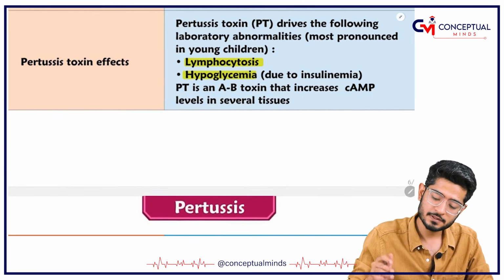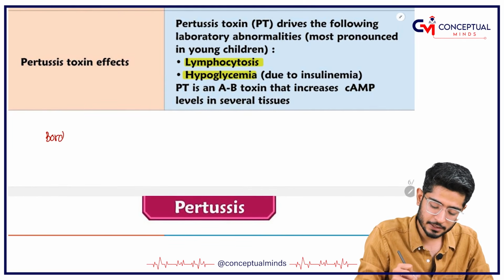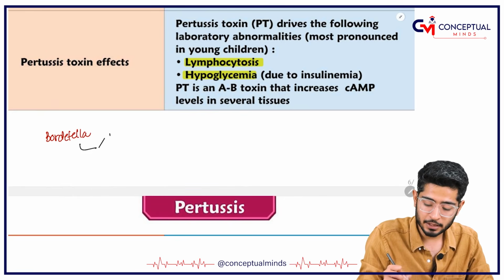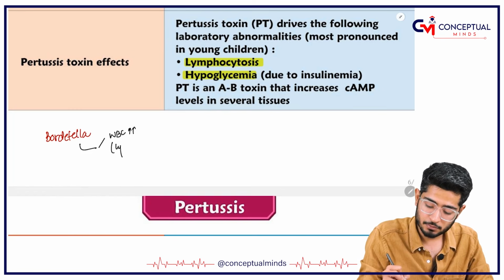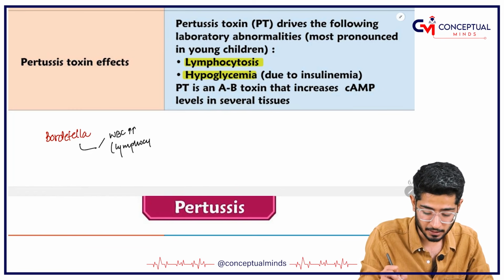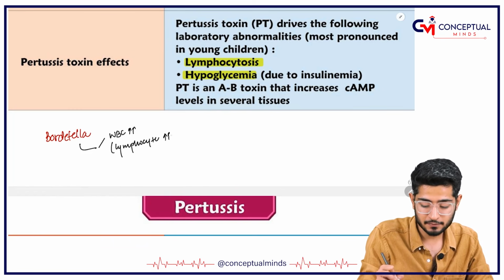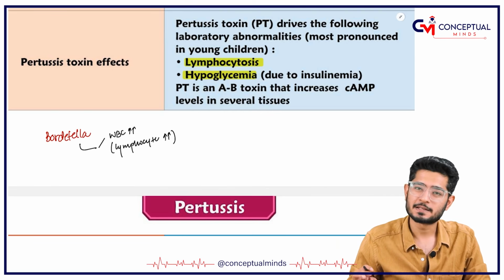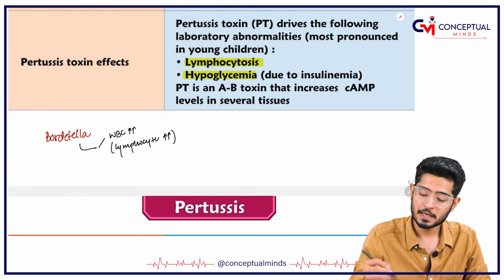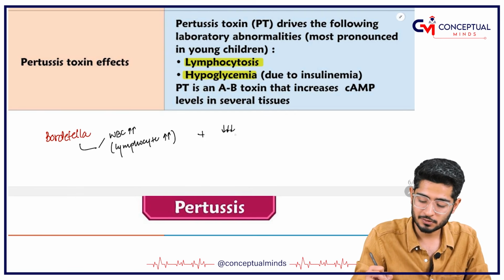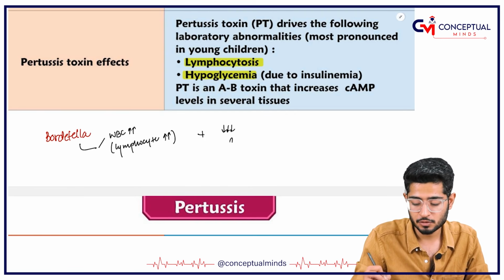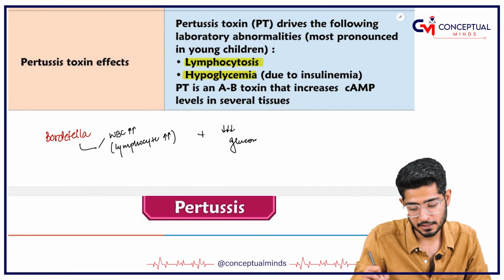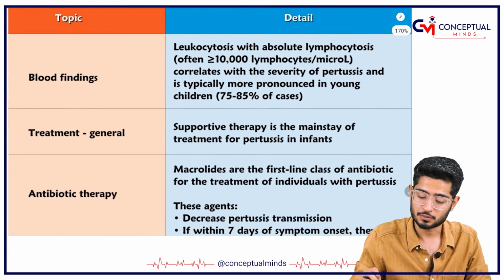Why do I always teach this? Because whenever you see Bordetella, you will see an increase in the WBCs, and in WBCs mostly lymphocytes are going to be increased, unlike other bacterial infections where we see the neutrophils increase. And of course there is one thing which is going to decrease, that is glucose. So there is hypoglycemia which is going to happen.